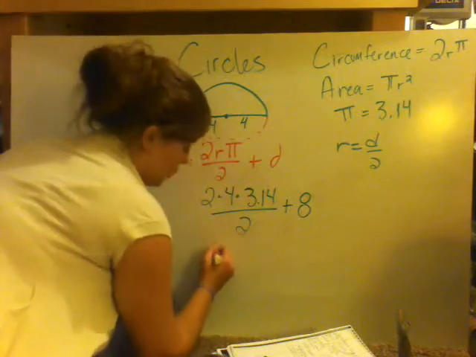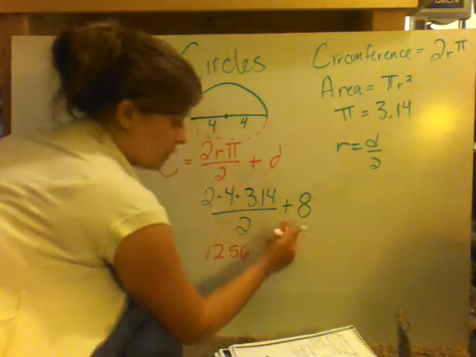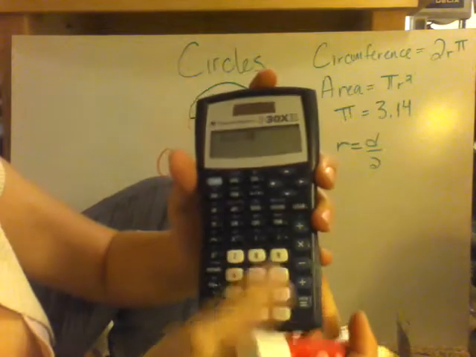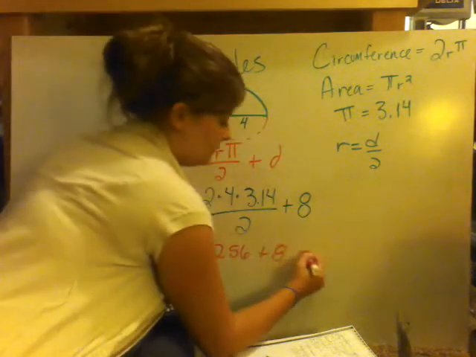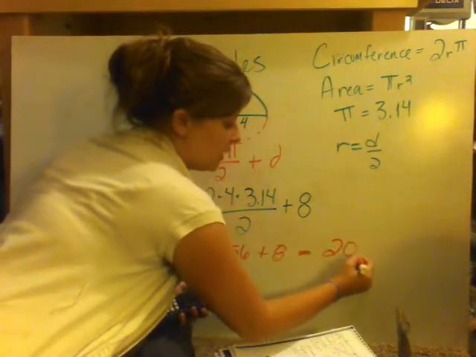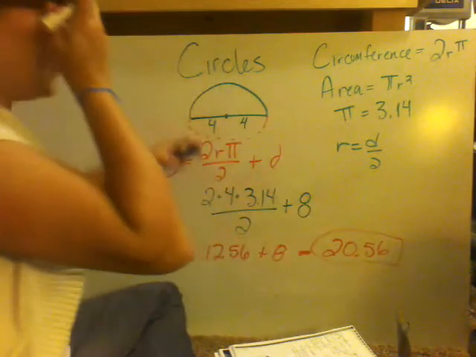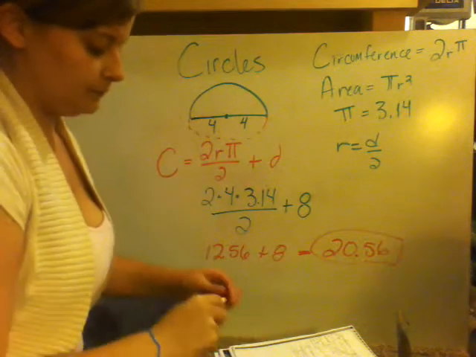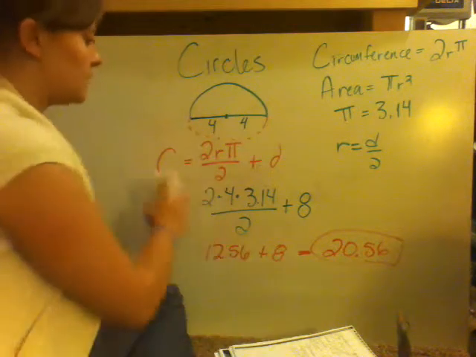So I've got 12.56 plus my 8. So I'm literally just going to add 8 to it. So plus 8 is equal to 20.56. So my circumference is 20.56. And again, I didn't give you any kind of units, so you don't have to give it units in your answer. Okay, so that was the circumference, so just the outer ring for a semicircle.